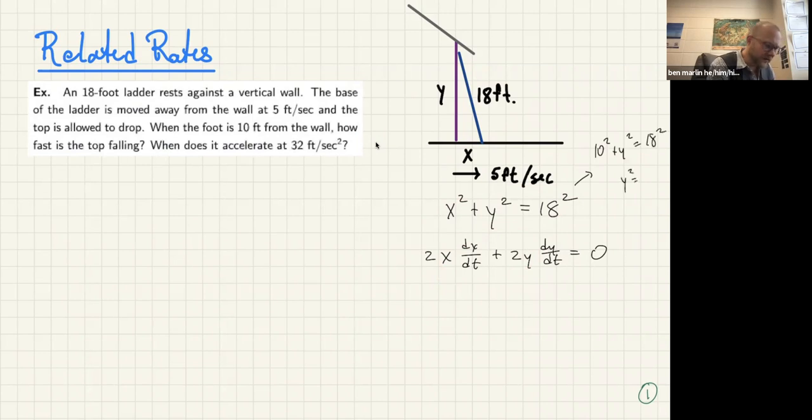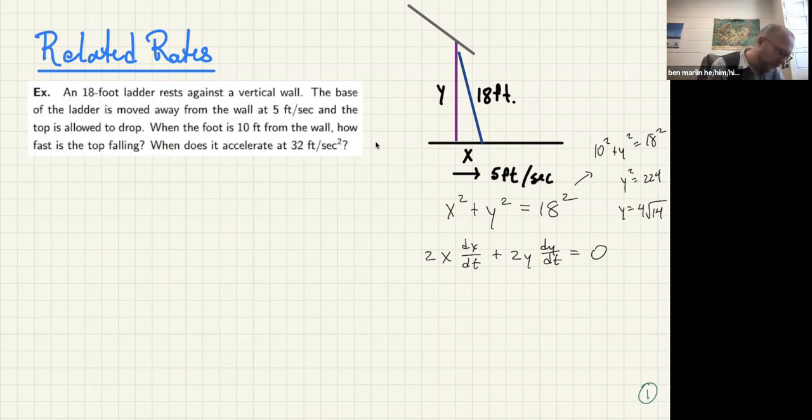Y squared is 224. So y is equal to, wow, 224 is divisible by 4, 4 again. So it is 4 square roots of 14. I always advise people leave things in exact form until you get to the end of the problem, and then you can approximate. That way you don't lose any digits due to propagation of error.